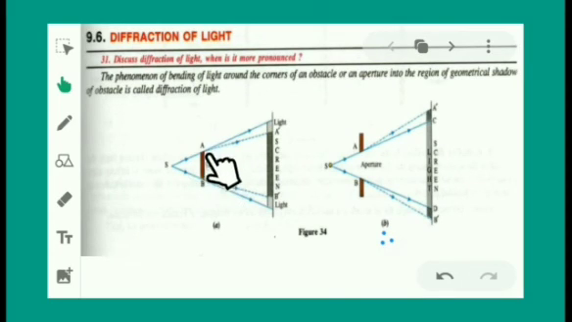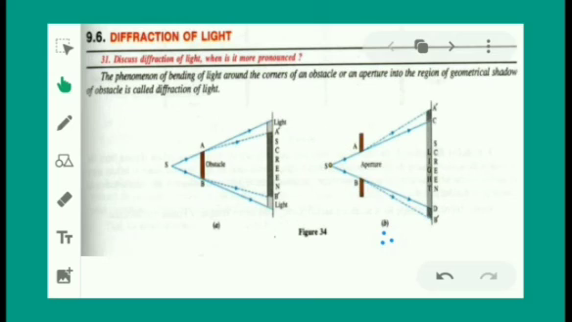See, here AB is the obstacle and the light source is kept here. If we keep a screen here, we will expect shadow in the region A dash B dash, and this region perfect light. But we can see that some light is encroaching into the geometrical shadow. That encroachment of light into the geometrical shadow is called diffraction.